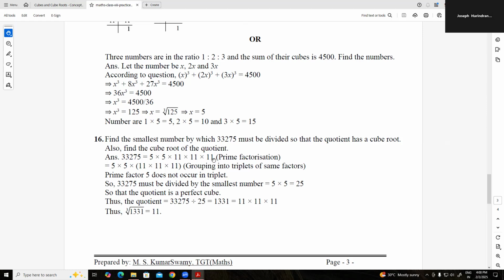You'll get 1 there, the quotient. 11 into 11 into 11, so there is a triplet. So 11 occurs in a triplet, but 5 doesn't. There's only 1 5 missing. So the smallest number it has to be divided by.